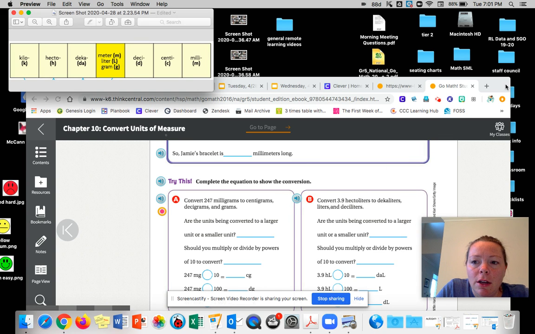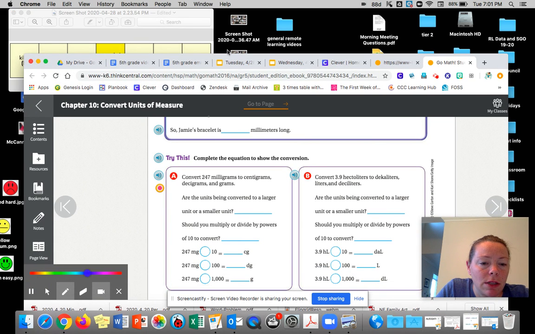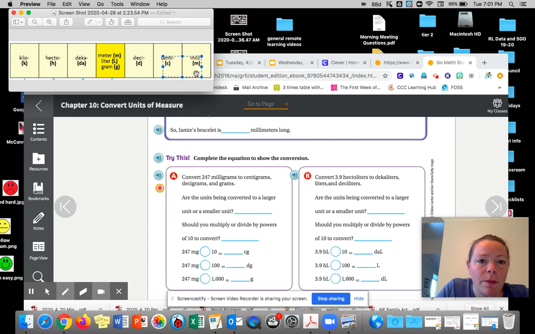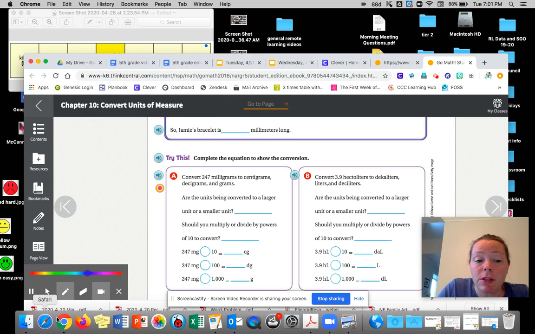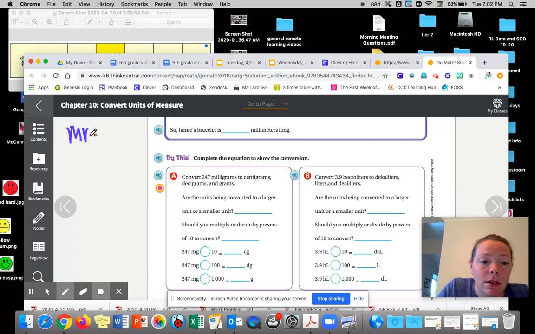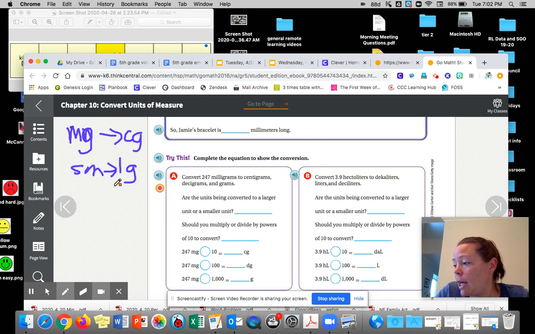So we're going from milli to centi. I don't think it's going to let me draw on this. Okay, milli to centi. So we're going how many powers of 10? We're going from smaller to larger. Milligrams to centigrams, we're going smaller to larger. So we're going to go ahead and divide, right? Smaller to larger, we divide. Do this every time, whether you're talking about customary or metric, okay? So we're converting units being converted to a larger unit.